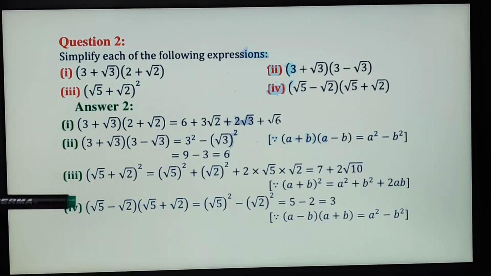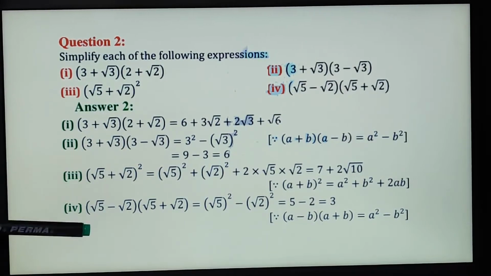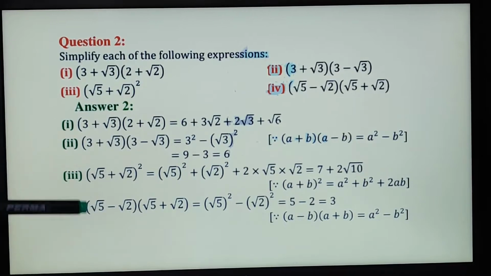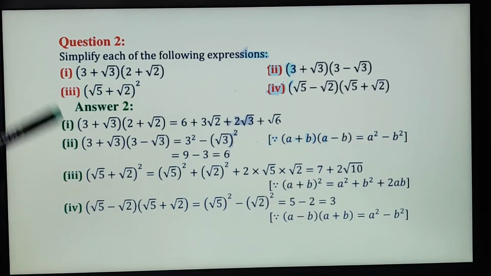For the next two questions, you need to solve on your own. And if you find any difficulty, you can refer to this solution. So this was question number 2. This kind of question we have already done in our Zoom class.